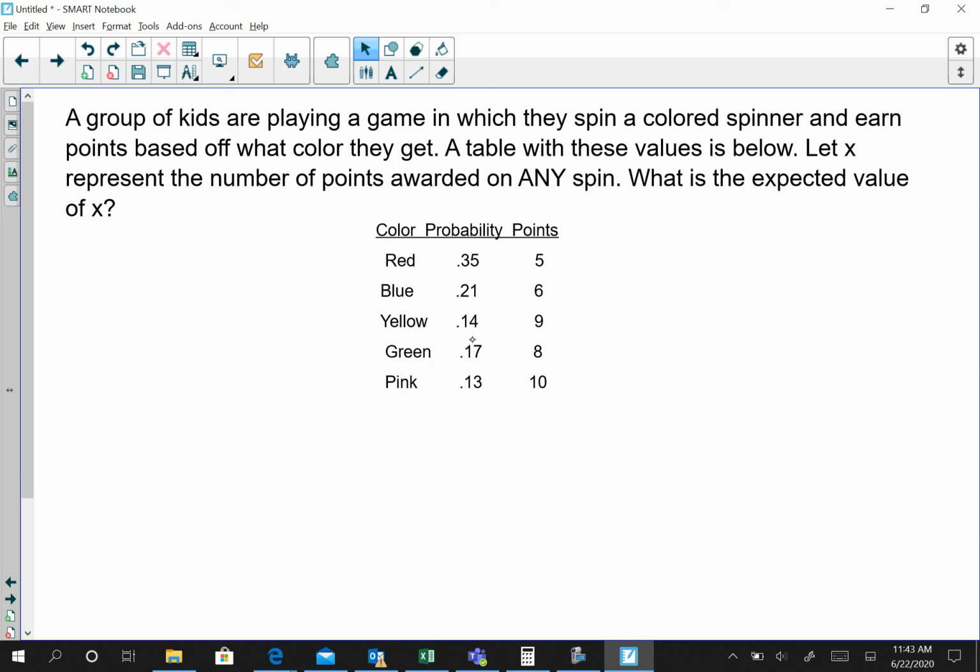And the last one, a group of kids are playing in a game in which they spin a colored spinner and earn points based off of what color they get. A table with these values is below. Let X represent the number of points awarded. What is the expected value?